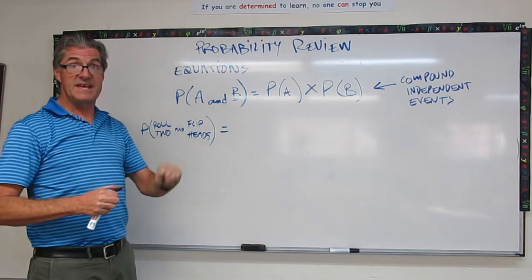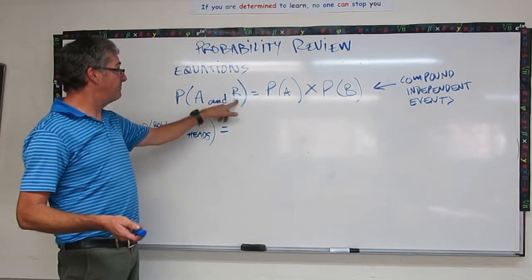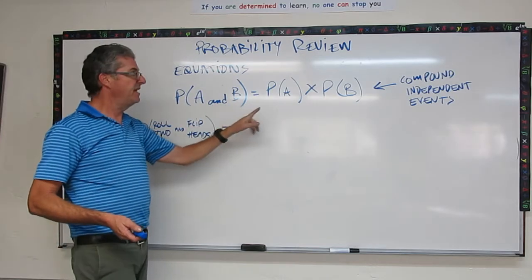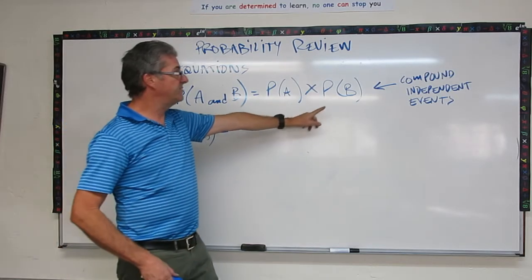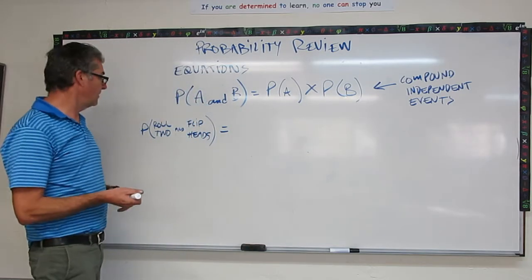So compound independent events. The math is pretty simple. If you want the probability of getting both of these things, then it's just the probability of the first one times the probability of the second one. Pretty easy math. Let's do an example just to make sure that's clear.